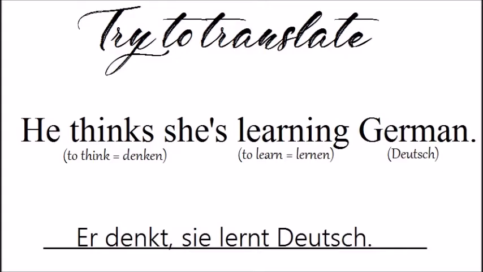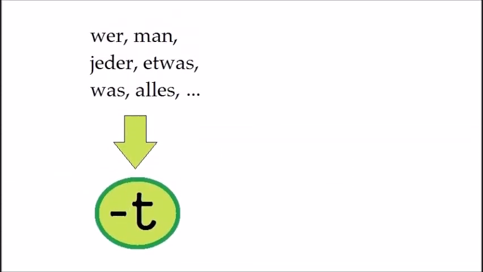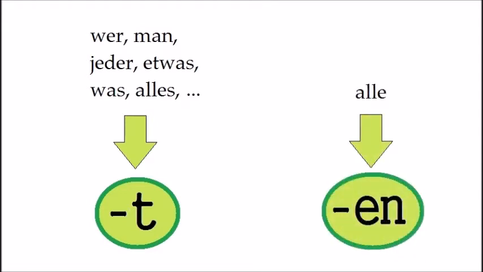Alright, good. Here's the pro tip. Whenever you stumble upon a word that acts like a personal pronoun and you don't know which ending to use, it is always the t ending, like man macht, one makes, jeder macht, everyone makes. There's one exception though. Alle, everybody, or all, uses the en ending.